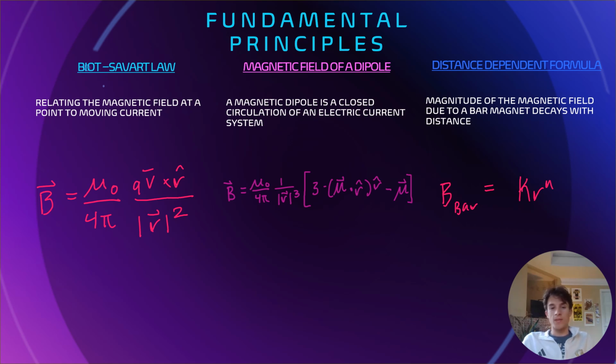So here are the three fundamental principles we'll need for this lab. The first one relates a magnetic field at a point to a moving current, and then the second one is a more specific case of this for a magnetic dipole, which is the assumption we're making for the bar magnet. We also have this bar magnet formula, which will help us make a graph to get these values, but basically the magnitude of the magnetic field due to a bar magnet decays with distance.